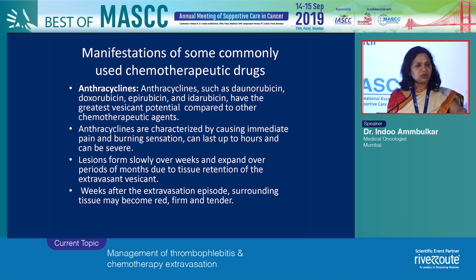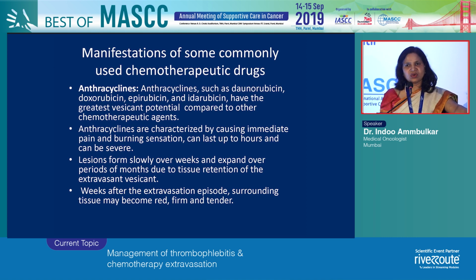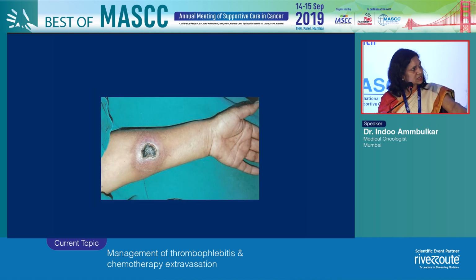Manifestations of some commonly used chemotherapy drugs. The first category is the anthracyclines, and I think you people are aware of it. It has the greatest vesicant potential compared to other drugs. The lesions form slowly over weeks and expand over periods of months due to tissue retention of the extravasated vesicant. So basically anthracyclines cause DNA damage. They damage the cells and go deep into the tissue. This is one example.